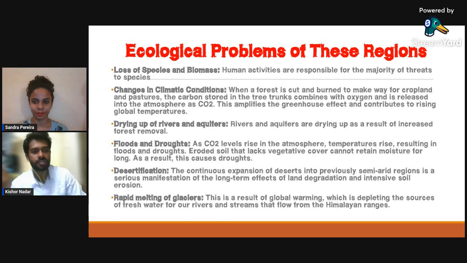The major threat is deforestation, and different things like industrialization, because of which species loss happened. And thereby biodiversity loss. Changes in the climatic conditions: when the trees are cut down for a forest, when a vast amount of trees are cut down, the CO2 absorption and oxygen contribution decrease. And thereby rising of the temperatures, drying up of rivers.